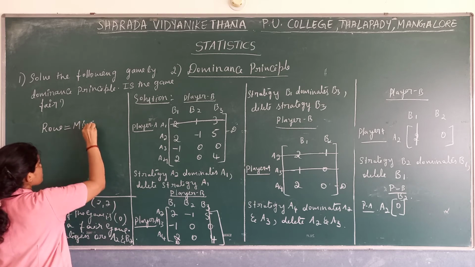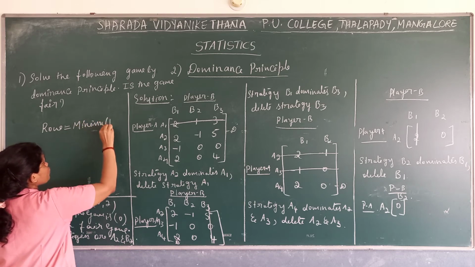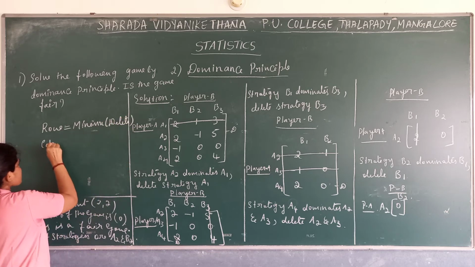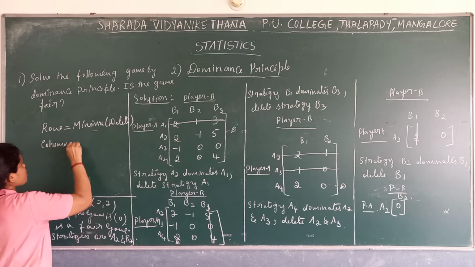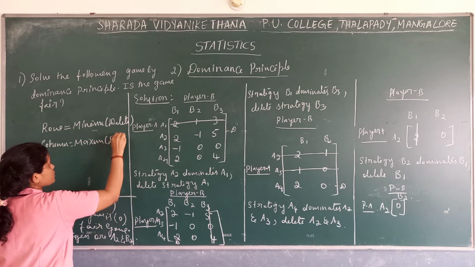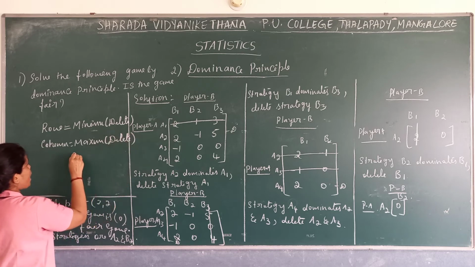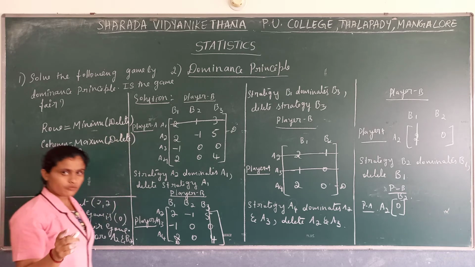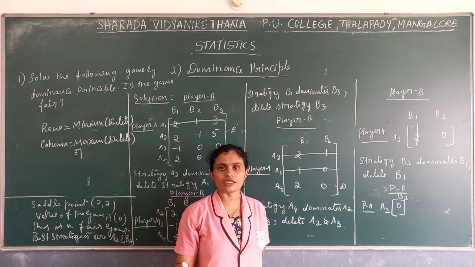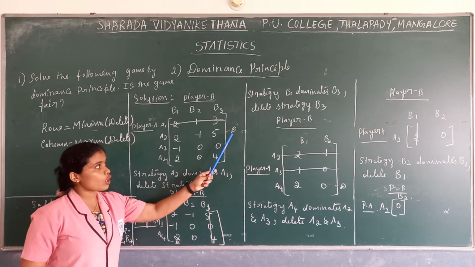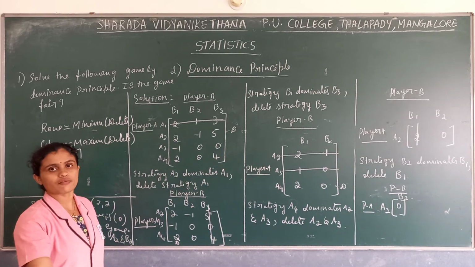Row wise, minimum you have to delete. Column wise, maximum you have to delete. This is one way. Or else you have to remember which one is dominating. Dominating one, we are not going to delete. The dominating row or column, it should be there. Other one we have to delete.